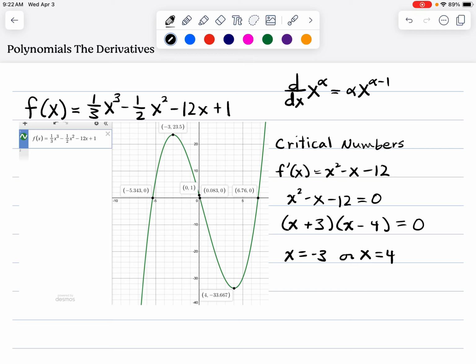That's where you have a derivative of 0. If you put in a negative 3 in here, that's 0. If you put in a 4 in here, that's 0. So there are two critical numbers. And you notice on the graph, look at this. Here's a negative 3, and here is a 4 down here. Okay, so those are our critical numbers.